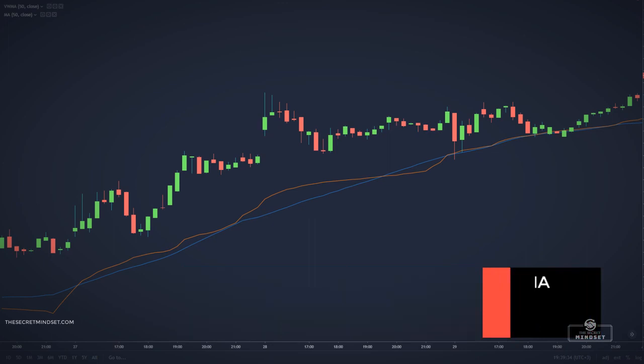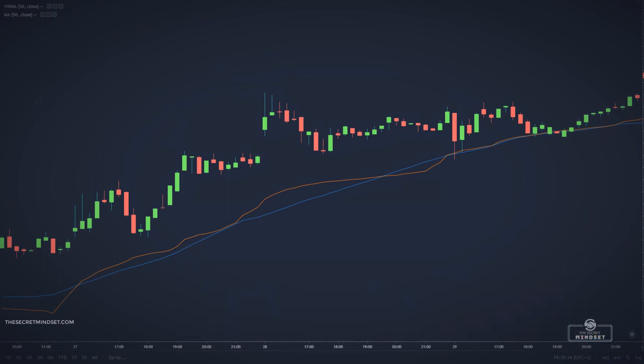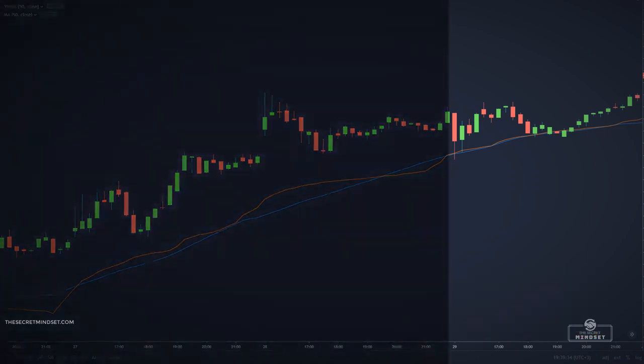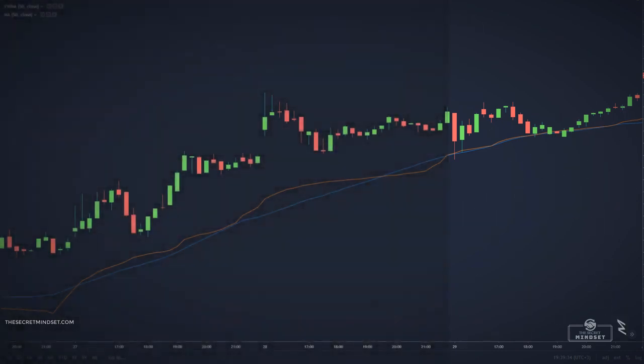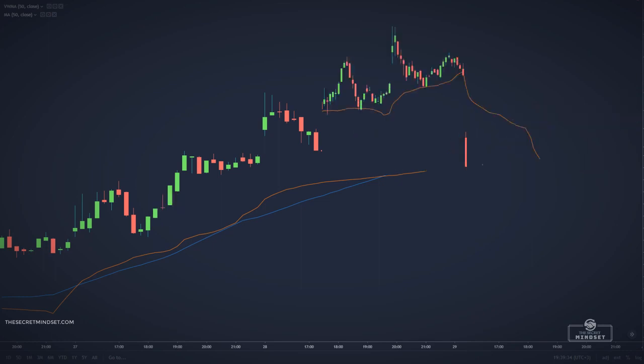Both moving averages closer together might suggest an exit point. This signal is pretty much the opposite of the previous one. You look for a contrary signal to the primary trend. For example, you have taken a long position and you notice no separation between the volume-weighted moving average and the simple moving average. This is the moment where you might want to consider exiting the market and collecting your profits.